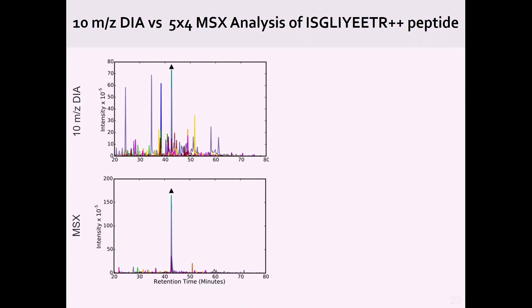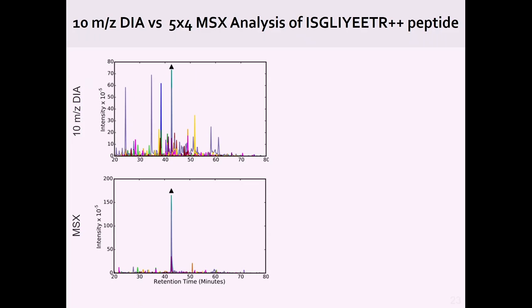So here is looking at this target peptide in a complex matrix. Here's doing 10 mass-to-charge DIA. Here's doing this multiplexed method, this 5x4 windows. And so this actually has twice as much mass range measured in any one spectrum, but it's broken up into five 4 mass-to-charge wide windows. And this has got half the amount measured in any one scan.